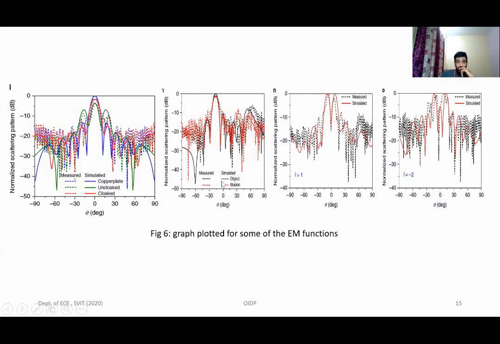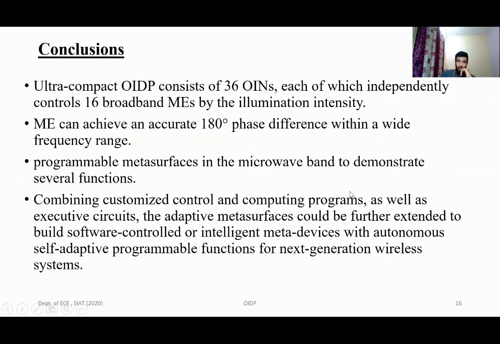And coming on to the next graph, this black dotted line shows the object, and red shows the illusion. Next, coming on to the vortex beam generation, the red line shows the simulated one, and the dotted black line shows the measured one.